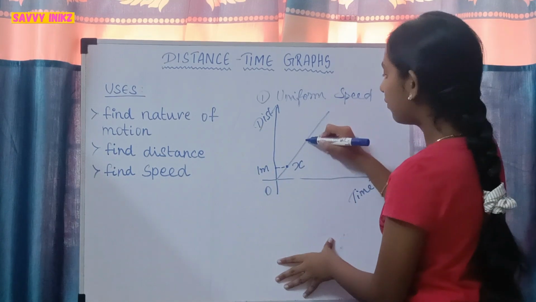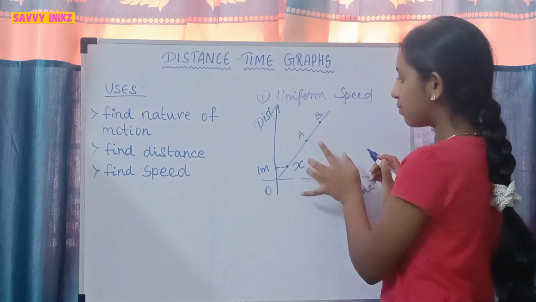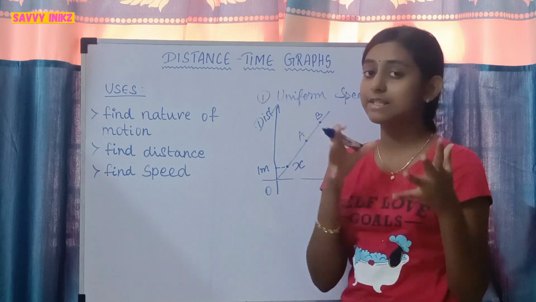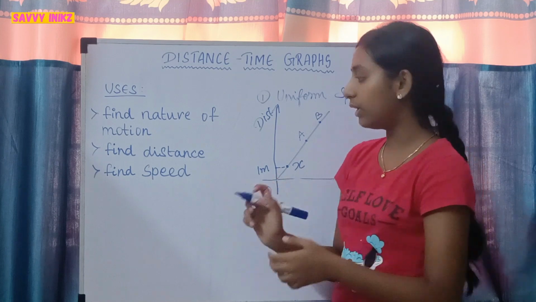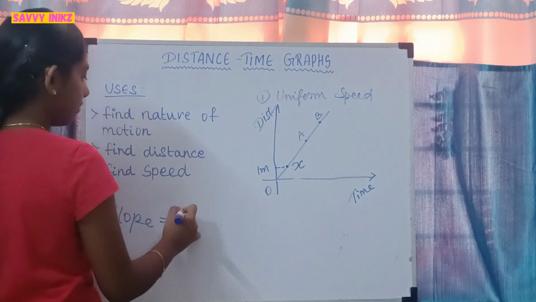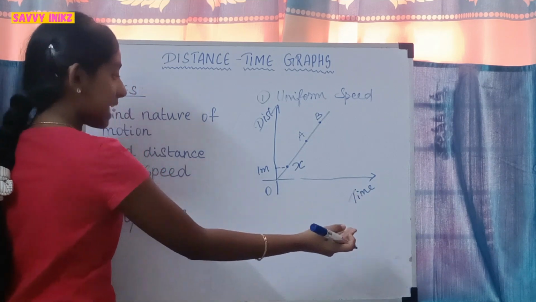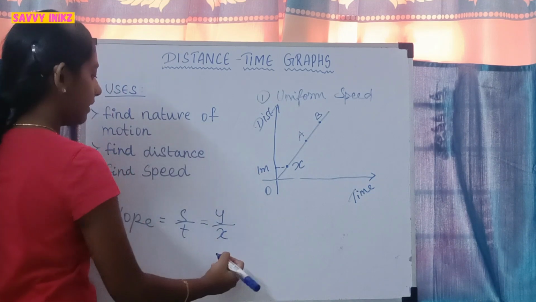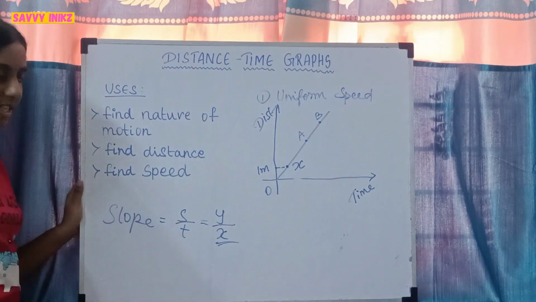So I am going to find the speed from point A to point B. To find the speed, we have to find the value of the slope. You can say slope is equal to speed, and since we already know speed is equal to distance by time, then slope is equal to distance by time. Now since distance is on the y-axis and time is on the x-axis, slope is y-axis by x-axis. This is the formula for the slope, and you will find the value of the speed.